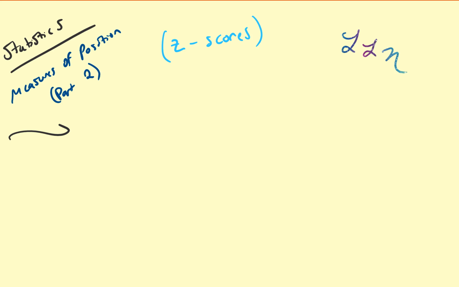Hello, and in this video we're going to discuss another measure of position, which is commonly known as a z-score. So to begin, let us define what a z-score is.